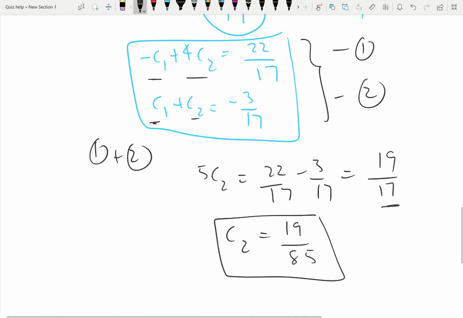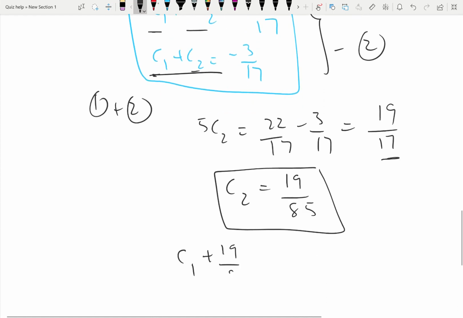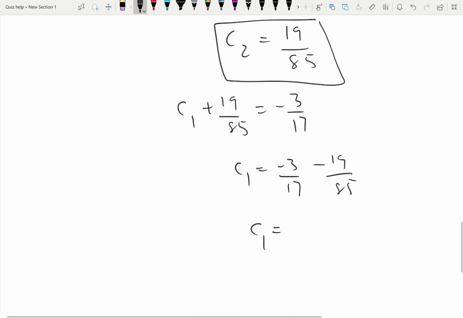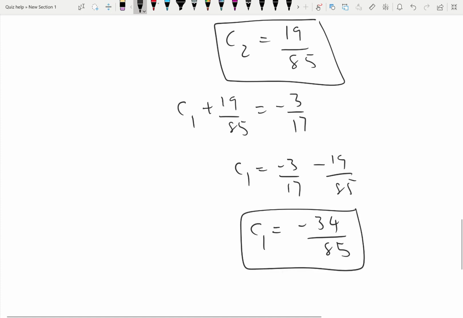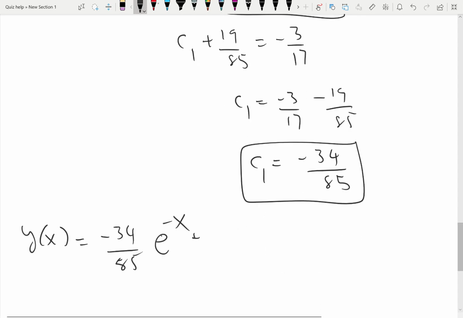So c2 is 19 over 85. Now to find c1, we can use the first equation: c1 plus 19 over 85 is negative 3 over 17. So then c1 is negative 3 over 17 minus 19 over 85. So c1 will be negative 34 over 85. Okay, so I simplified that fast. Now we know both c1 and c2. So the final solution will be negative 34 over 85 e to the negative x, plus c2, which is 19 over 85, e to the 4x.